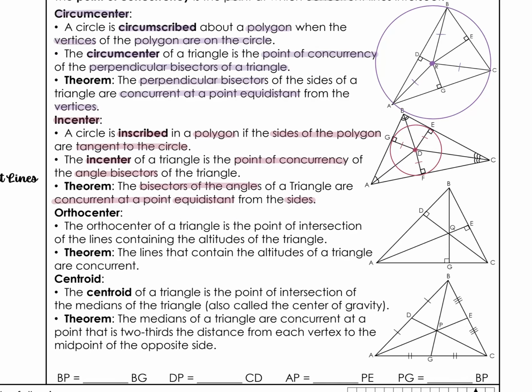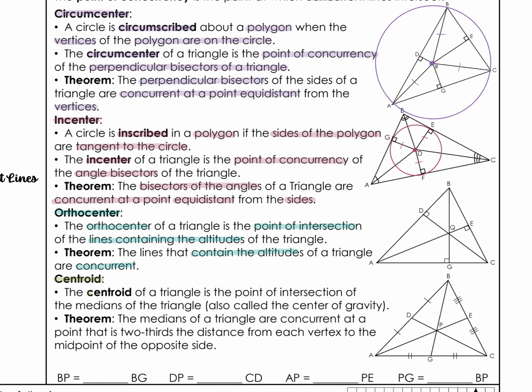Okay, so our next center is going to be the orthocenter. The orthocenter of a triangle is the point of intersection of the lines containing the altitudes of the triangle. Okay, and there's no real actual theorem that we will use to solve with this one, but the theorem just states that the lines containing the altitudes of a triangle are going to be concurrent. All right, so our last one is going to be the centroid.